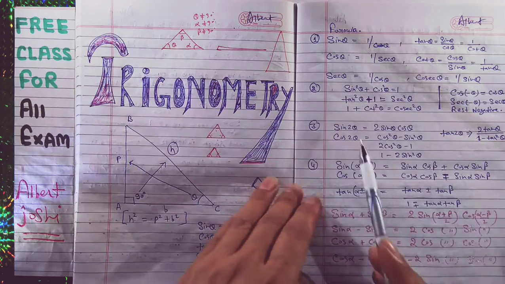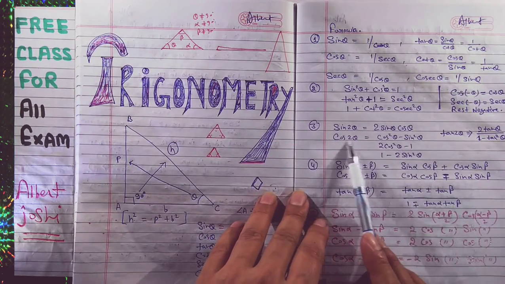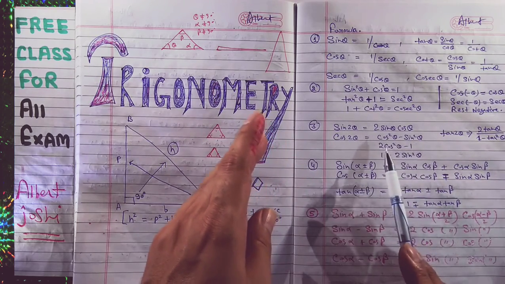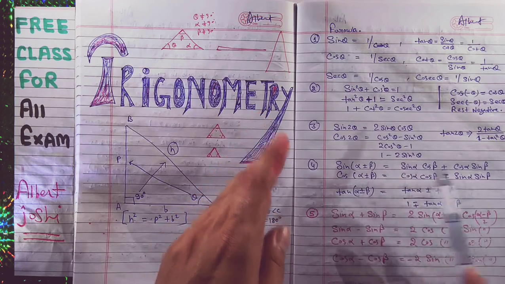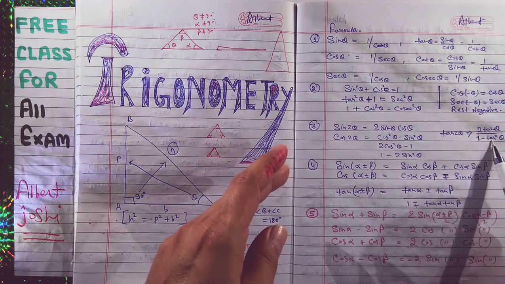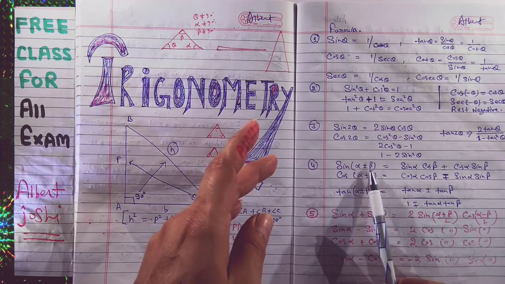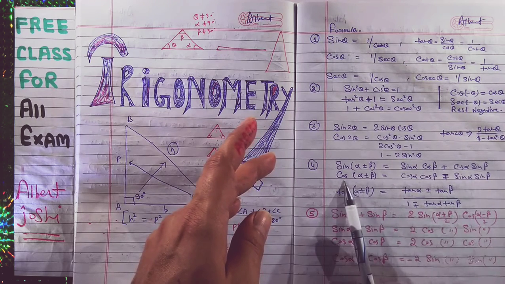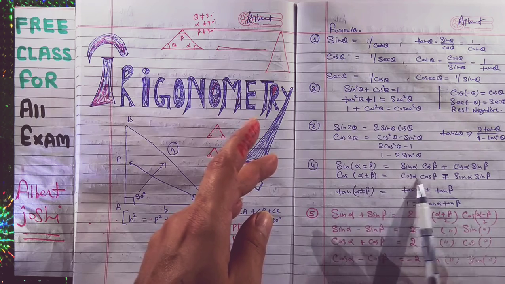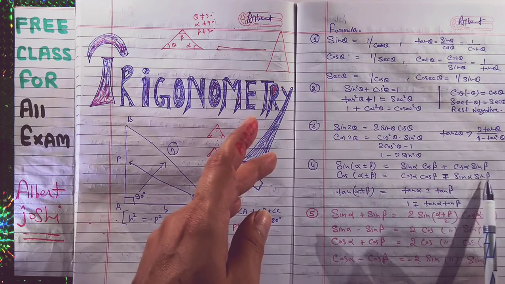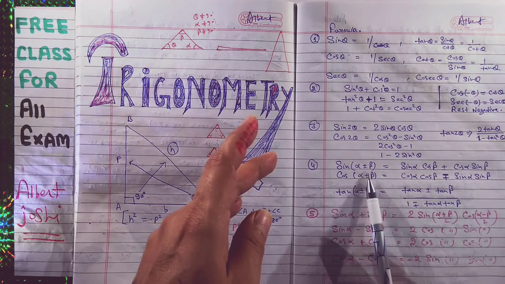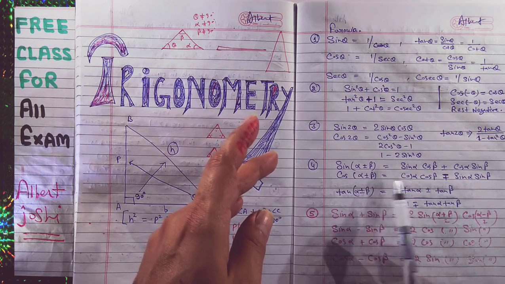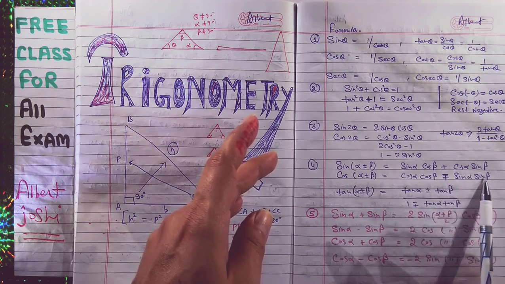You must go through it. Now sin 2θ = 2 sin θ cos θ, cos 2θ = cos²θ − sin²θ = 2cos²θ − 1 = 1 − 2sin²θ, and tan 2θ = 2 tan θ upon 1 − tan²θ. And sin(α ± β) = sin α cos β ± cos α sin β, and cos(α ± β) = cos α cos β ∓ sin α sin β. That means cos(α + β) = cos α cos β − sin α sin β, and cos(α − β) = cos α cos β + sin α sin β.